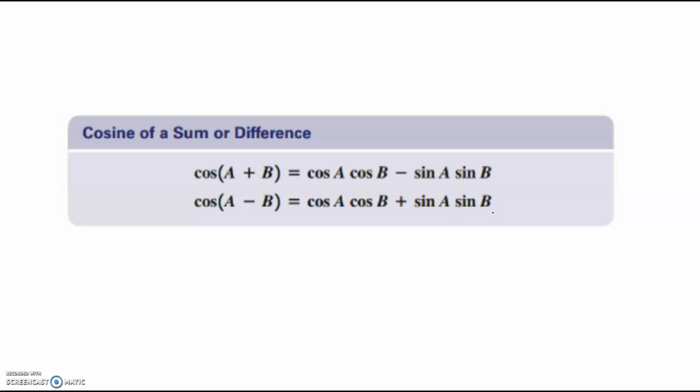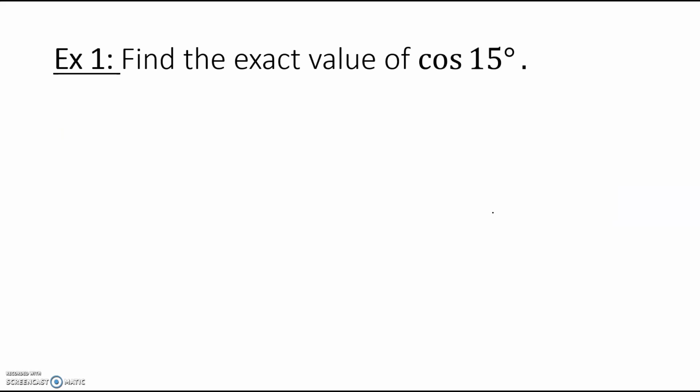So this is a new identity that we have, and so we're going to go through and use this identity, okay? So for the first example, we want to find the exact value of cosine of 15 degrees. Now these sum and difference angle identities for cosine are really good for finding the cosine of angles other than our special angles. Remember, our special angles were 30, 45, 60, and 90, and then all of the coterminal angles to those, or angles that have those as reference angles. So for this one we want to find the cosine of 15 degrees.